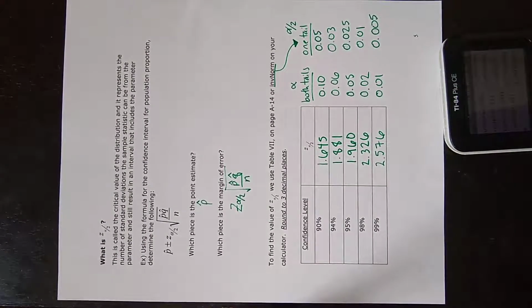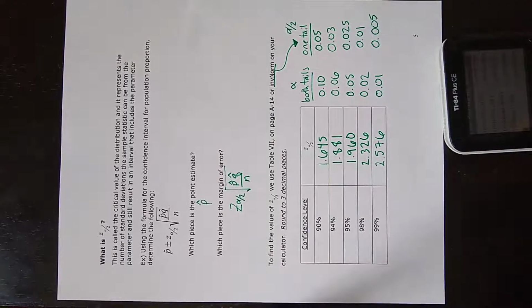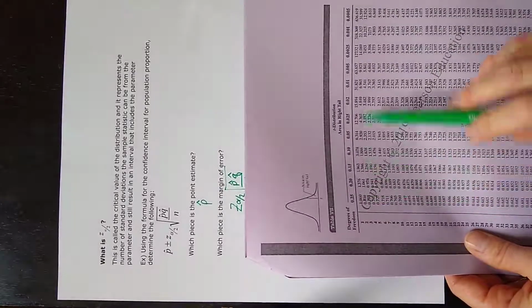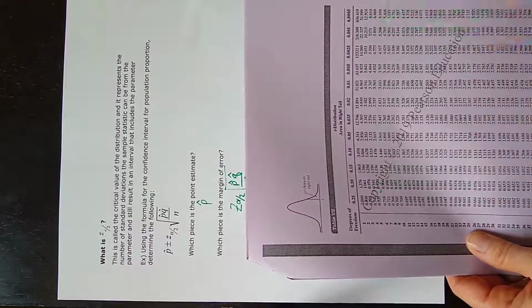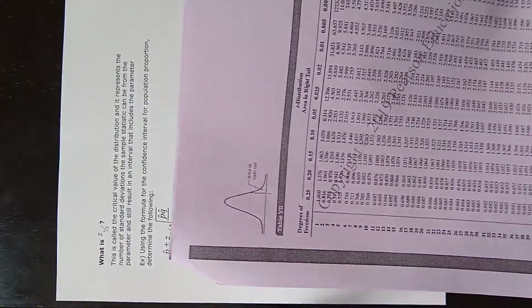The table won't give you everything. For example, if I want this 94% confidence interval, I have 0.03 in each tail, but there's no 0.03 across the top. So that's why it's helpful to know the inverse norm function as well, because sometimes you will have to use that one. But for some of the common ones, if you want to use the table, that's another option for you.